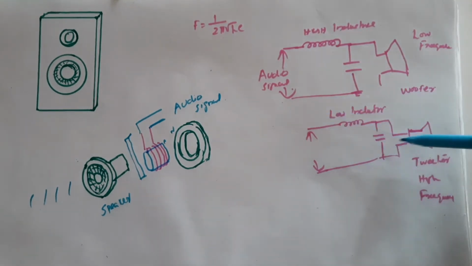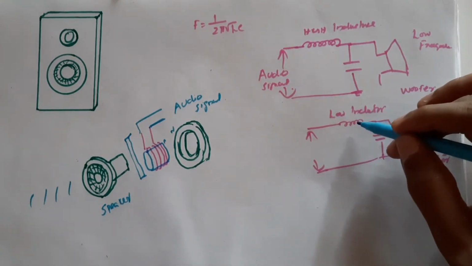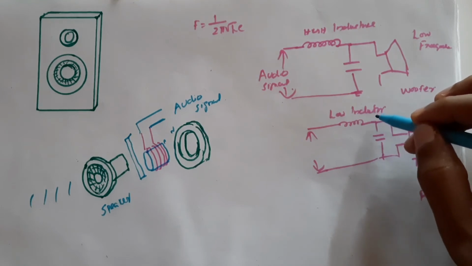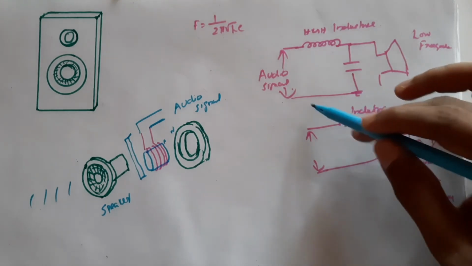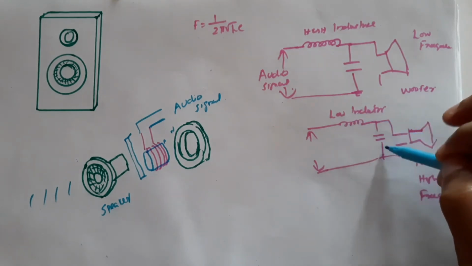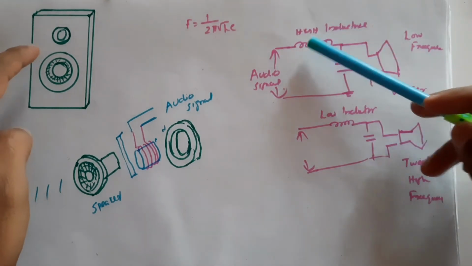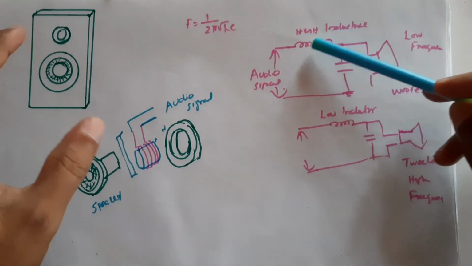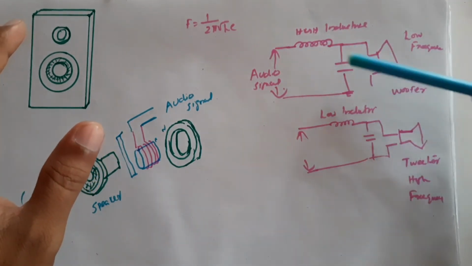And what about the tweeter? For the tweeter, we use a low value inductor, which is able to pass high frequency signals. So when the same audio signal is connected, it will pass the high frequency signal to the tweeter. So inside the speaker we can see this crossover circuit. That means it is used to differentiate between high frequency signal and low frequency signal.